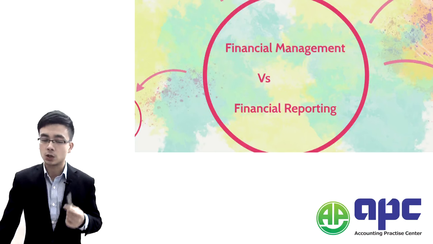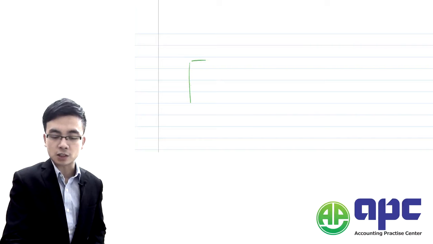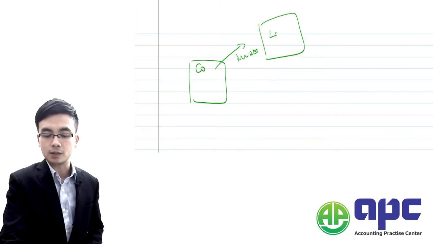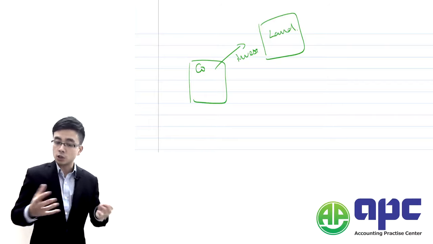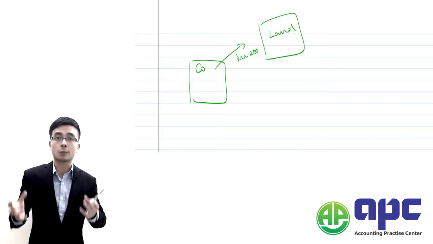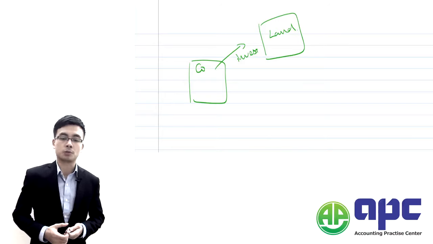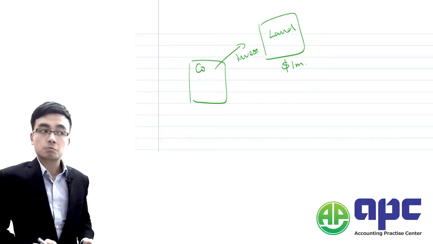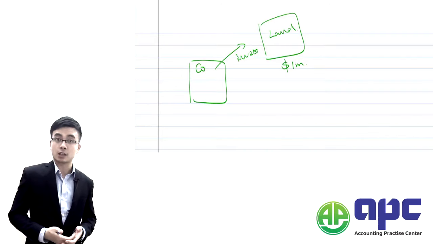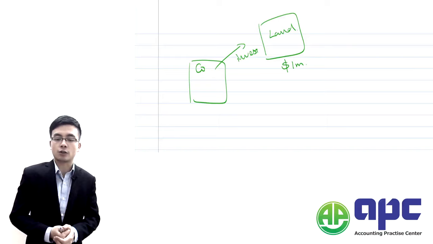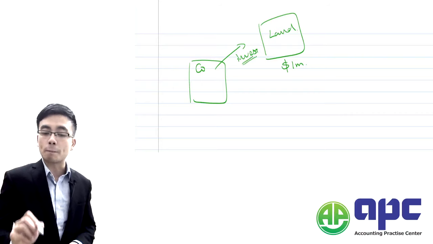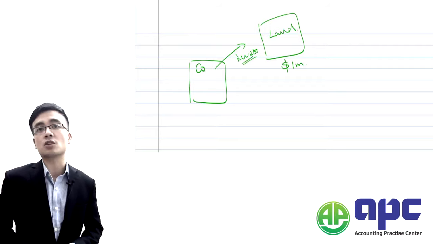So the difference between these two is this. For example, if we were to invest our money into buying, for example, land, because what we're going to do is, on top of this land, we are going to build a building, buy the machinery, employ the labour, and start our operation within this area. For example, we're going to spend $1 million. That $1 million is after negotiation with the land owner in the first place, so we can buy that land from that owner, spending $1 million. So the decision to invest our money into buying that land is something that is related to the financial management.